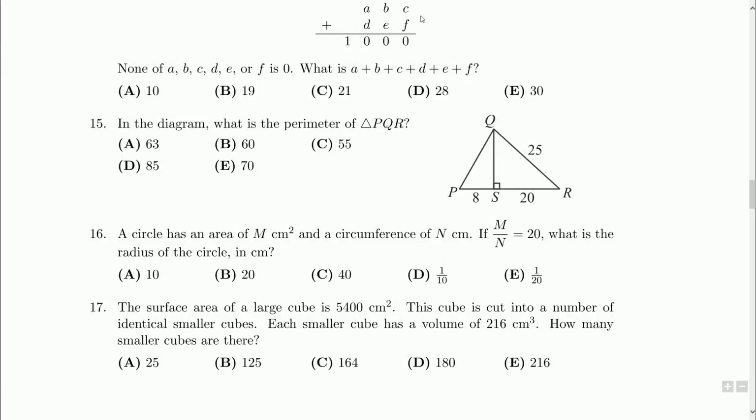In the diagram, what is the perimeter of triangle PQR? Okay. So, what do we do here? Well, we've got QR over here. It's 25. I can get PR. It's going to be 8 plus 20, so 28. But I don't know PQ. And we kind of need that in order to figure out the perimeter.